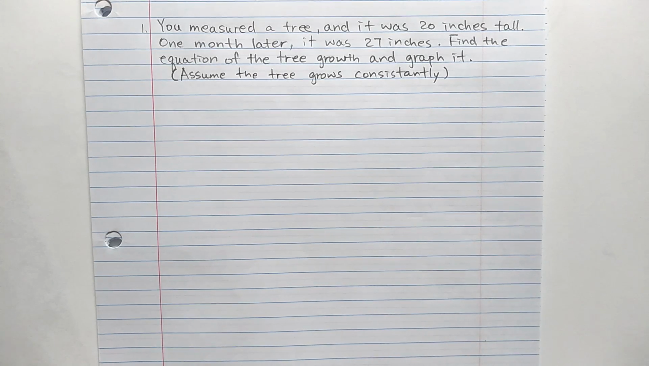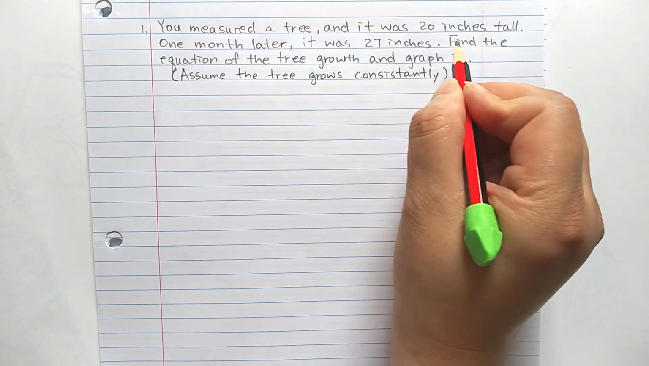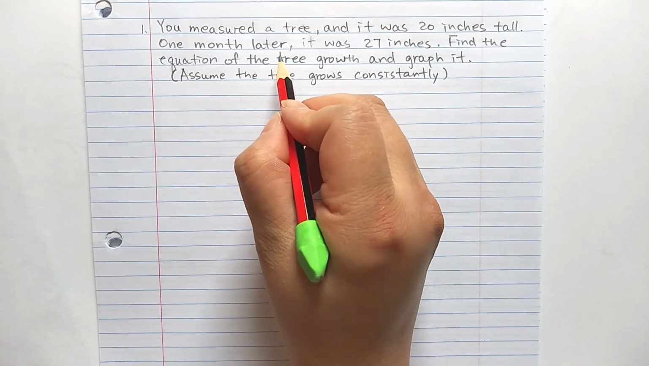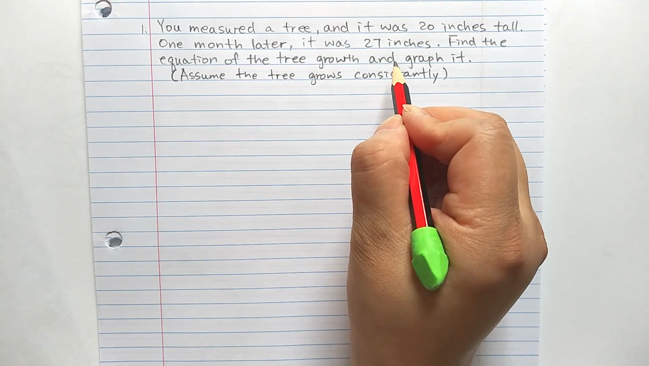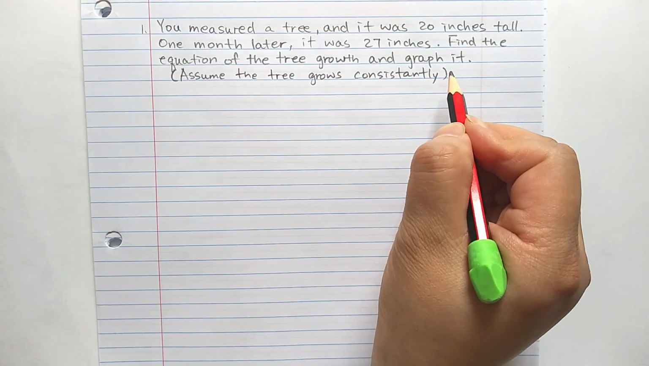Let's revisit the tree problem. I changed the numbers a little bit. Let's say you measured a tree and it was 20 inches tall. One month later, it was 27 inches. Find the equation of the tree growth and graph it.